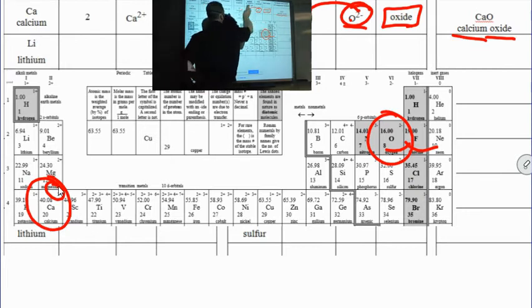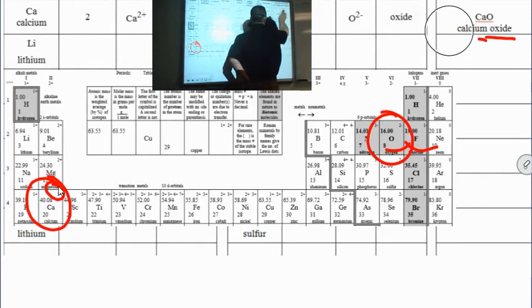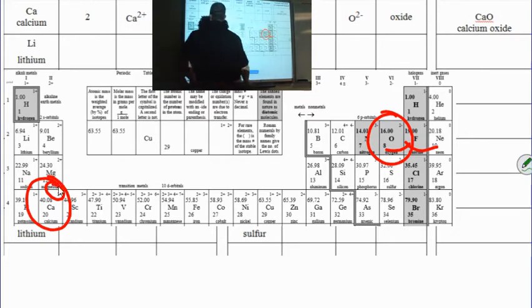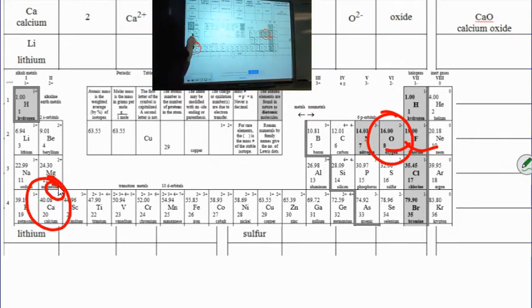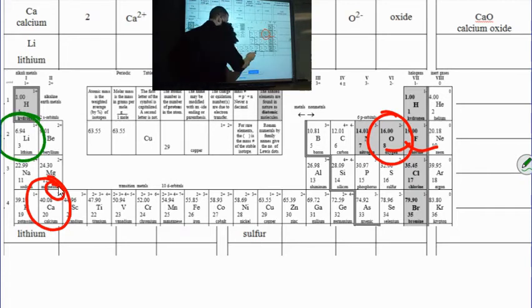So try the next one. I'll go over it in a second, but try the next one. Pause the video. See how you do on that one. So this is lithium right here, and this is selenium right here.